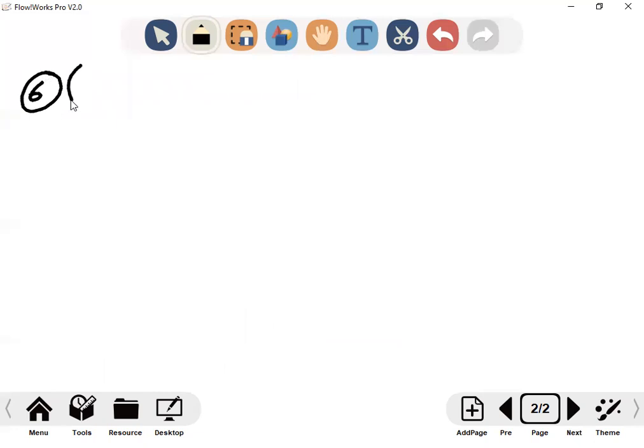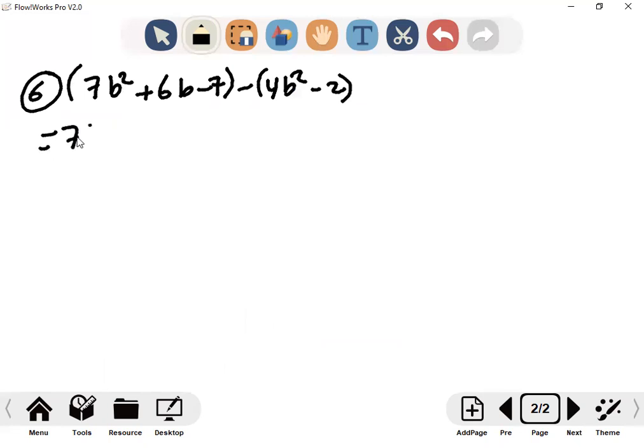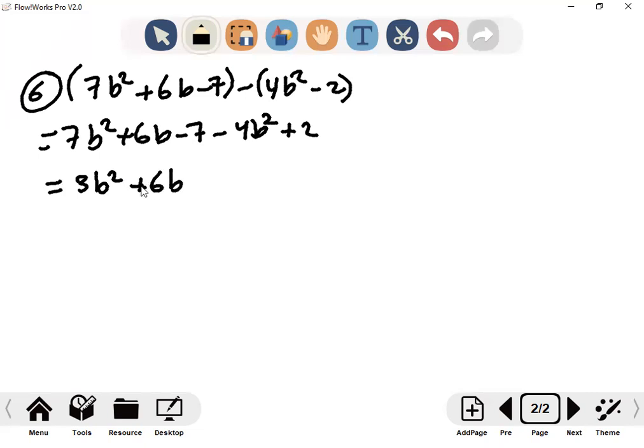Question 6, 7b power 2 plus 6b minus 7 minus 4b power 2 minus 2. Same, distribute the negative: 7b power 2 plus 6b minus 7 minus 4b power 2 plus 2, right? 7b power 2 minus 4b power 2, 3b power 2. 6b, there's nothing else, right? Minus 7 plus 2, minus 5.